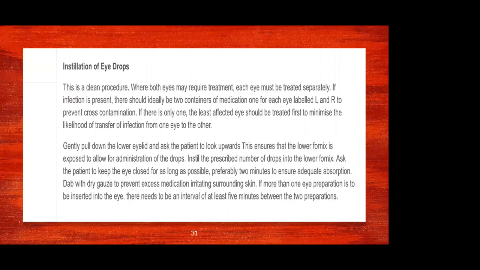Okay, that has been explained here: they're saying we should have two separate medication containers for both eyes to prevent cross contamination. And if there is only one, you should make sure that the least infected eye is treated first and the most infected eye last. And also the procedure for instilling eye drops has been given. You can read.